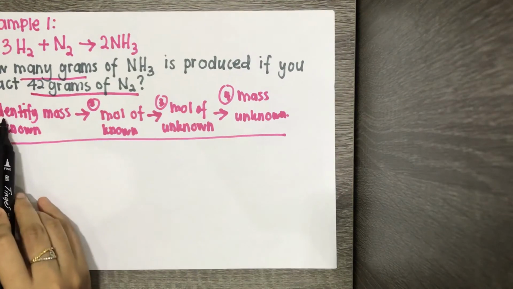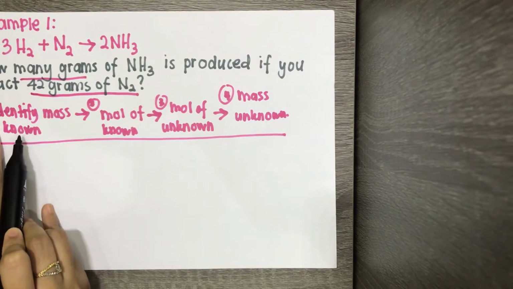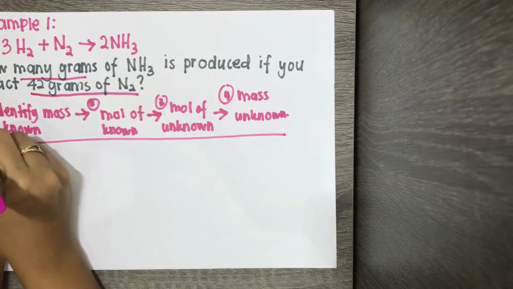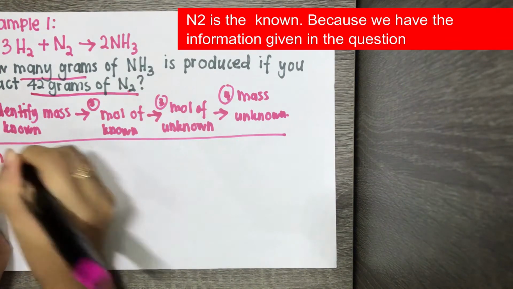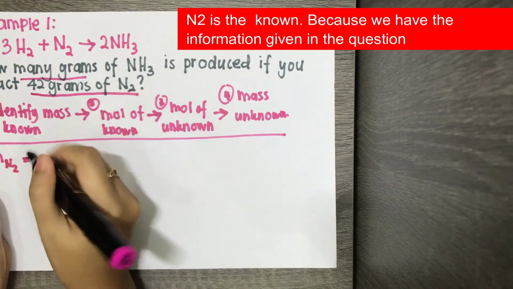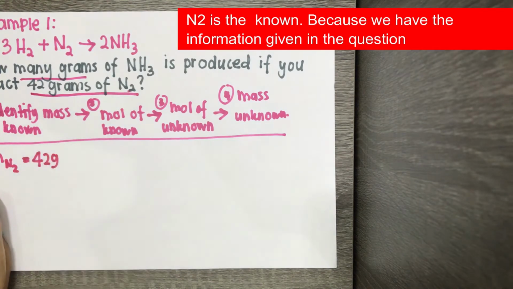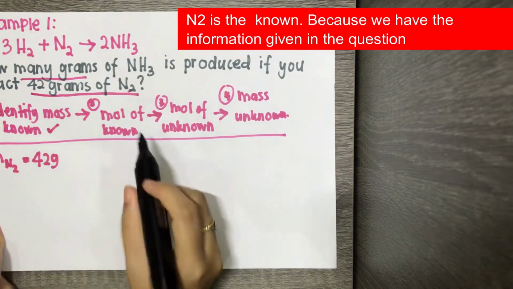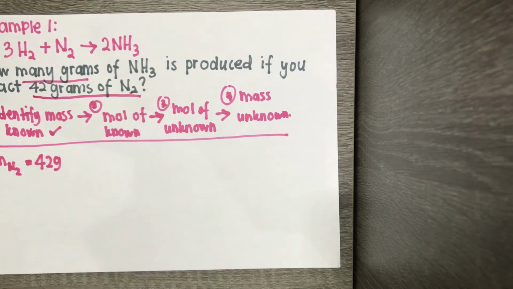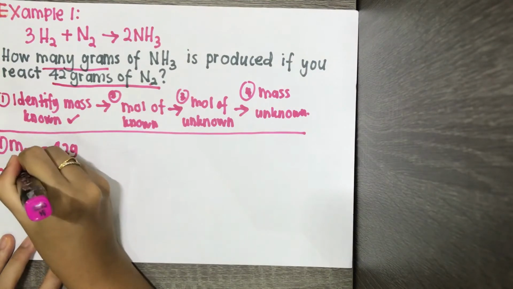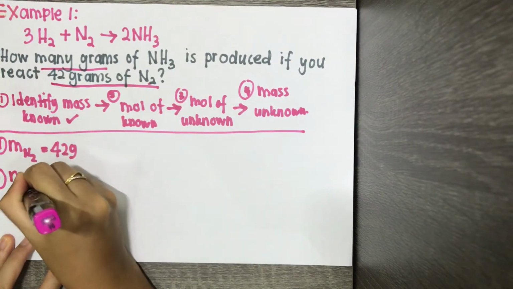First, you have to identify the mass of the known. So from the question, we know that the mass of known, which is mass untuk N2, adalah 42 grams. Okay, so settle step 1. Step 2, mole of known. Kita kena cari mole untuk N2. So ingat lagi tak formula untuk cari number of mole when we have mass? Ya, kita guna number of mole equal to mass over molar mass.